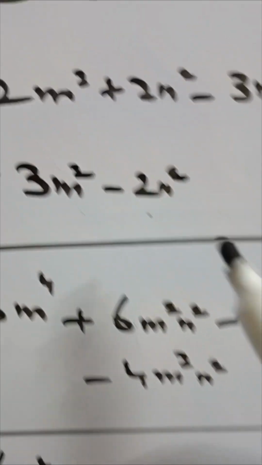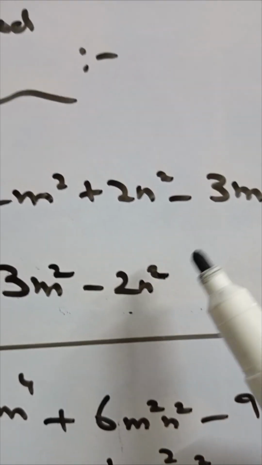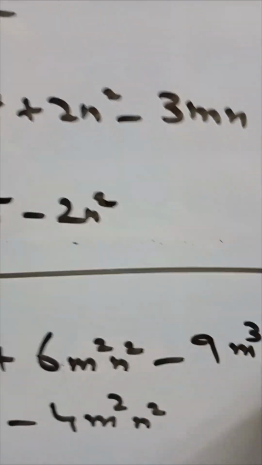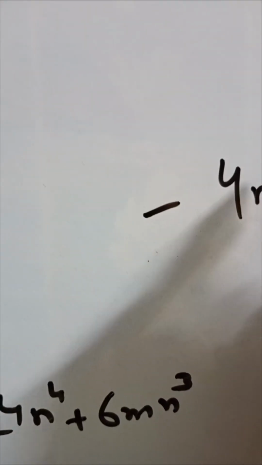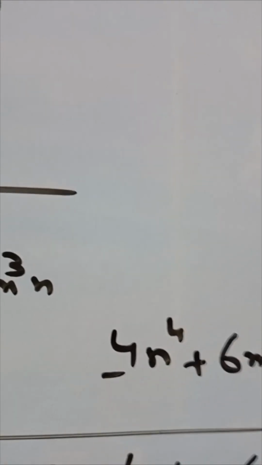Okay. Next one is 2 2s are 4, and as you know the bases are the same, 2 plus 2 is 4. So it becomes minus 4 n raised to power 4. Where do we put it? Do we put it here? No. We put minus 4 n raised to power 4 in front of it.